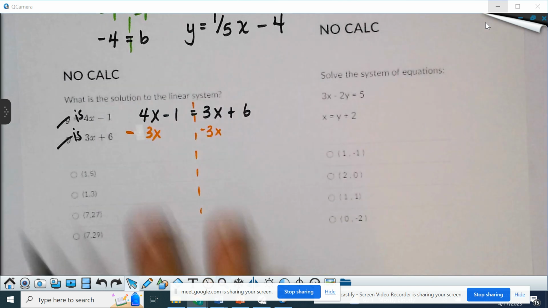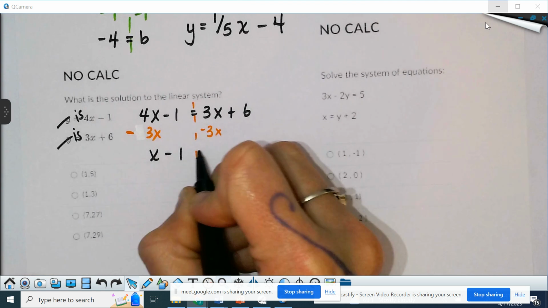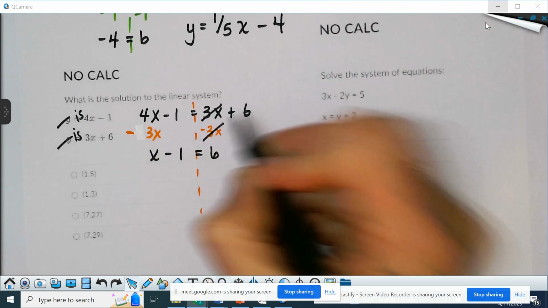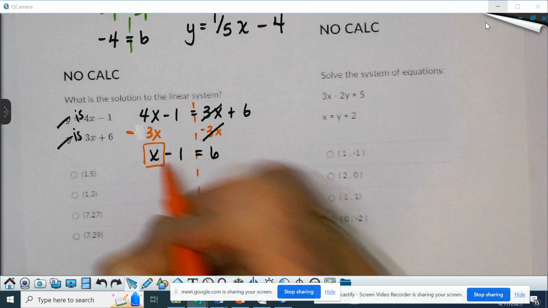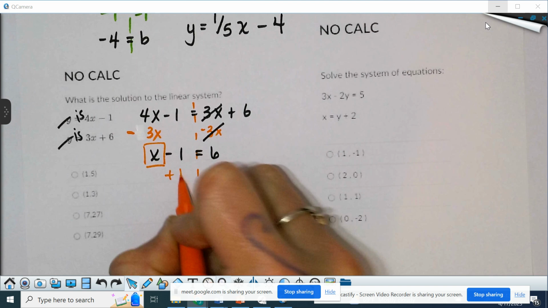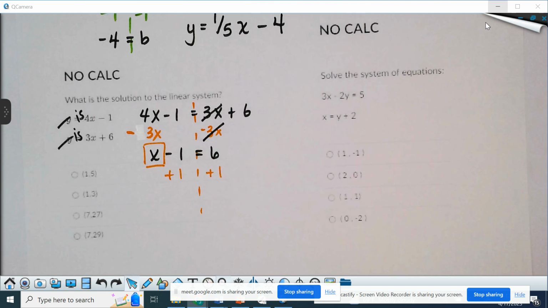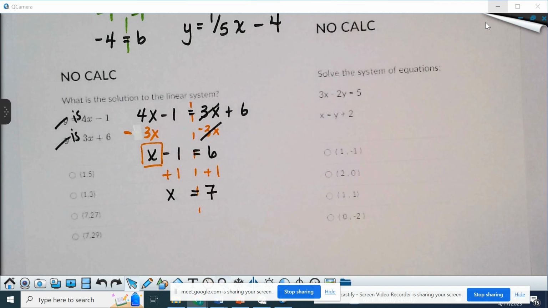So if I have 4 and I lose 3, I end up with 1. And then these guys are gone. How am I going to get x by itself here? What am I going to do with that 1? I'm going to add 1 to both sides. So x equals 7. So that means our x value has to be 7.